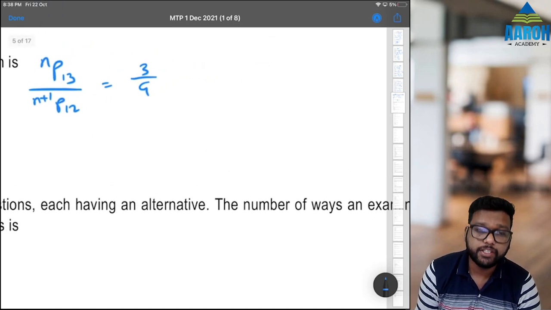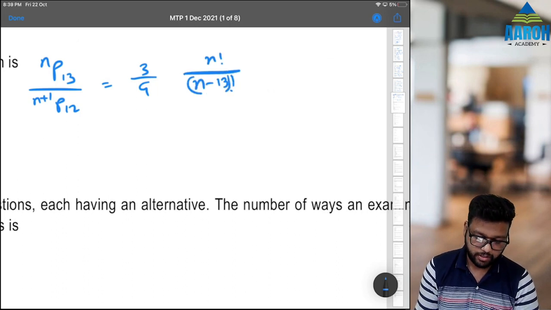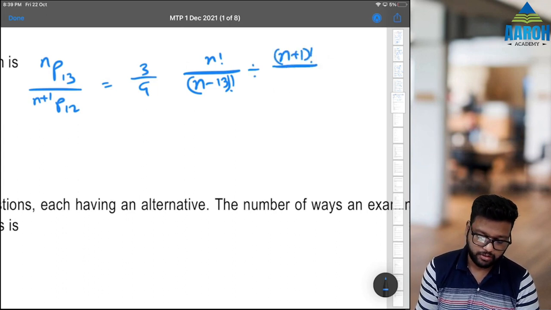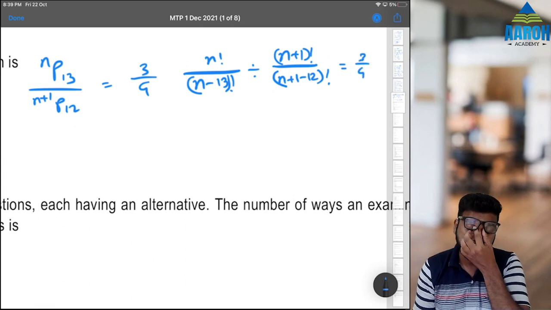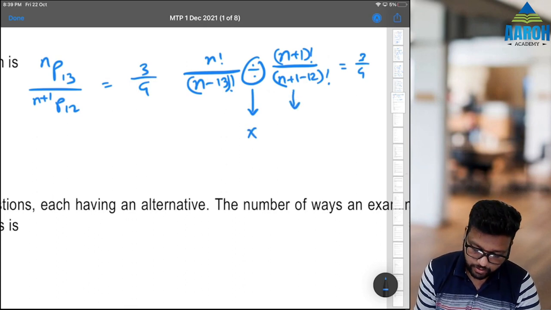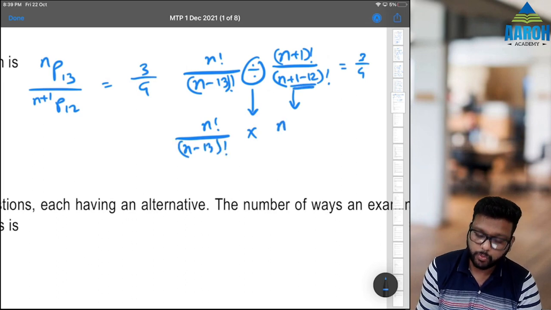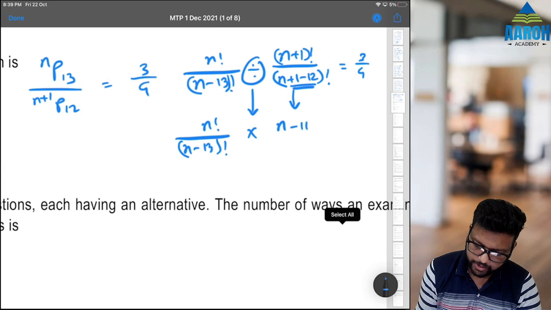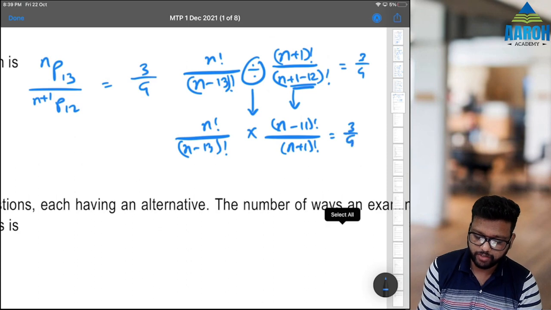Fine. nP13 is what? n factorial by (n minus 13) factorial, divided by (n plus 1) factorial upon (n plus 1 minus 12) factorial, right? I hope you know the nPr concept properly. Is equal to 3 by 4. Let's convert this division to multiplication and take the reciprocal. So it will be n factorial by (n minus 13) factorial into (n plus 1 minus 12, that is n minus 11) factorial upon (n plus 1) factorial is equal to 3 by 4.